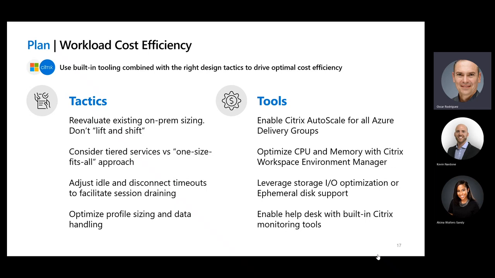The adjustments, idle and disconnect timeouts. This one, Kevin had mentioned it to me before, and this is a great one because you don't want to just take that current on-prem timeout that you have. Depending on what that timeout is, the example that Kevin had given is, if you have a 60-minute idle timeout with an 8-hour disconnect, well, potentially you may never see those users drain off of the system. And of course, because on Azure you are paying while those systems are up and running, that's where autoscale comes in. That's why you don't want to just lift and shift all of the current configurations and move it over to that.